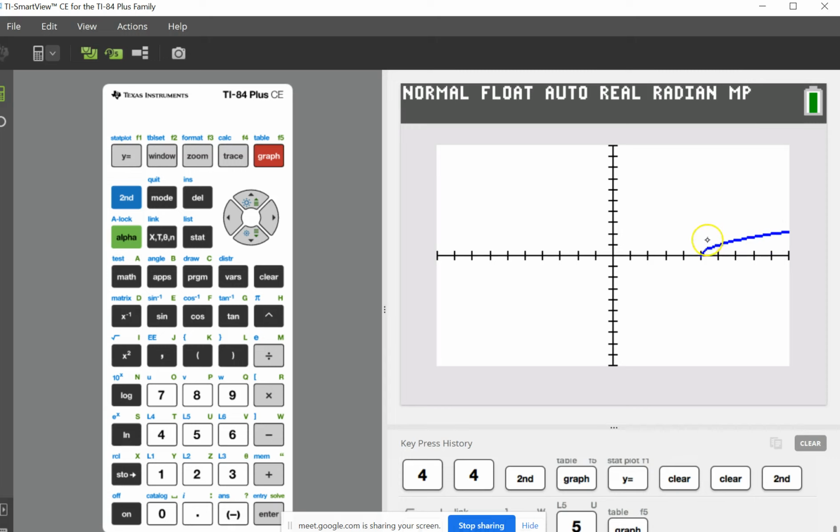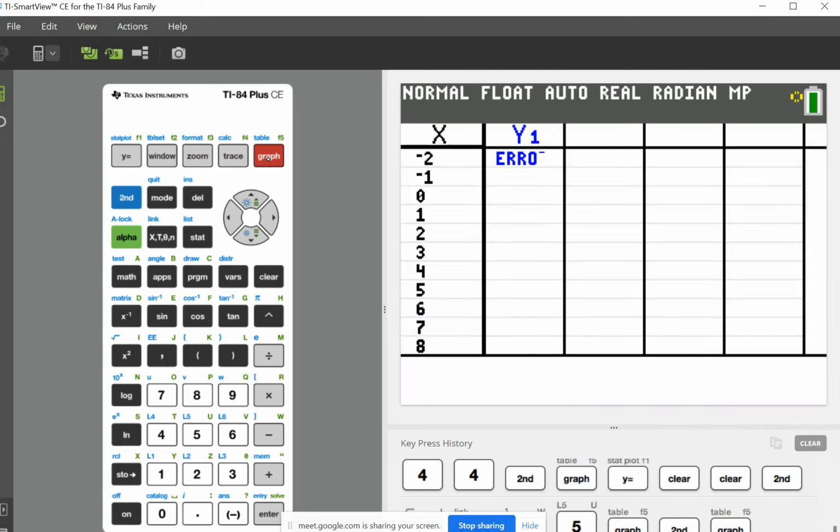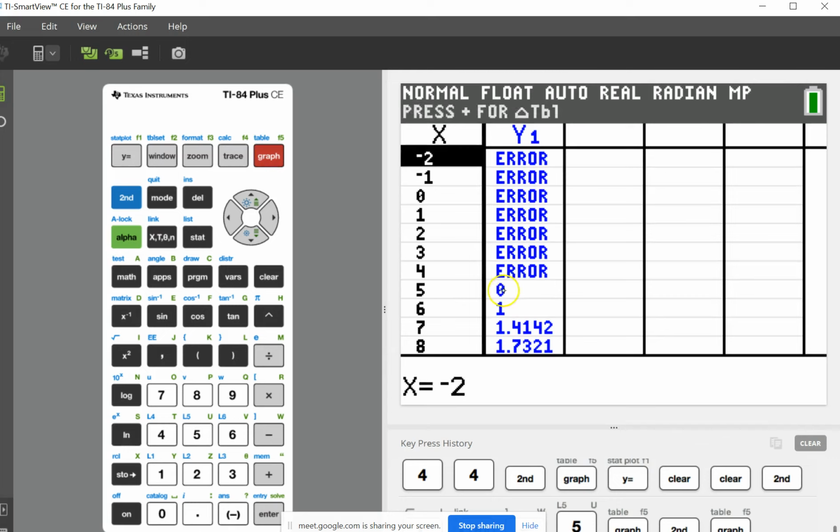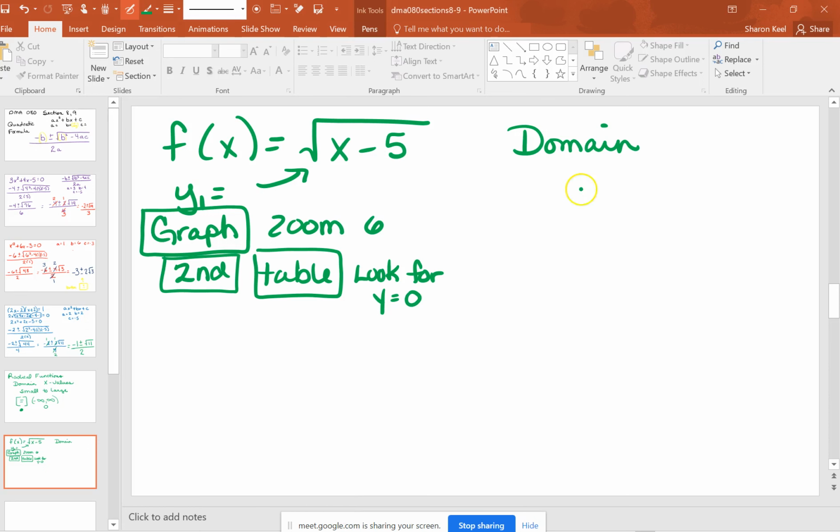So the left side is going to have a number. The right side is going to be infinity. To make sure we can determine what the number is, if you go second table and you look when there's a 0 for the y, we can be sure we have that precise number. And in this case, it's the number 5. Okay? So my domain for this particular one would be, it starts at 5 and it goes to positive infinity, and we would use a parenthesis after that.